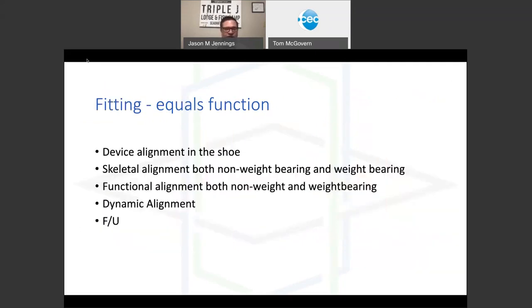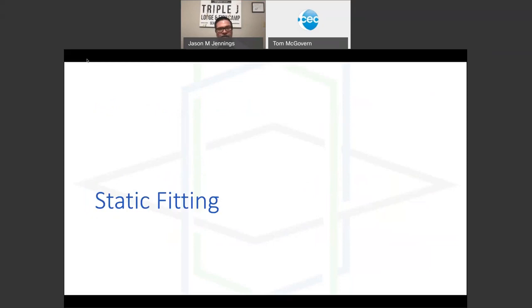Once we have our brace made, we do the fitting, and fitting equals function. So the first thing to look at is the device alignment in the shoe. Skeletal alignment, both non-weight bearing and weight bearing: have your patient stand up. Are you truly controlling the deviations that you want to control? And then we move on to functional alignment, both non-weight bearing and weight bearing, alignment dynamically, and then follow up. And we'll talk a little bit about those.